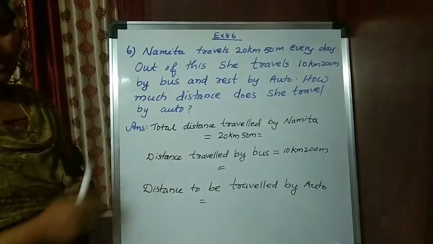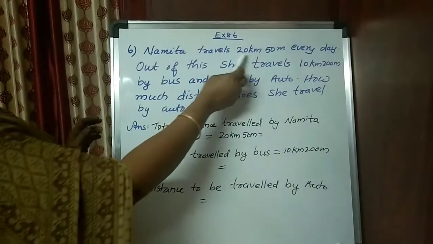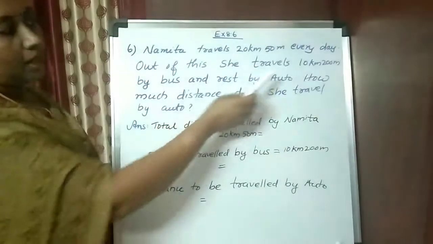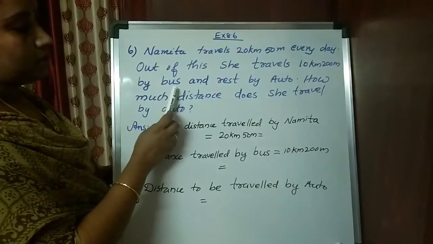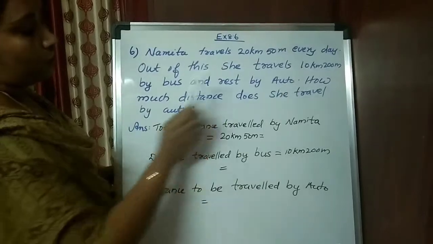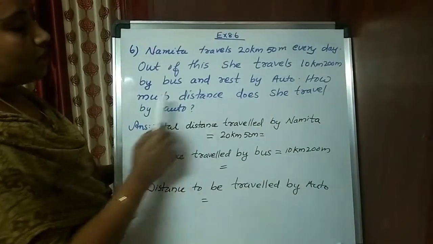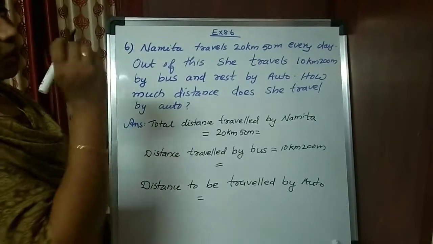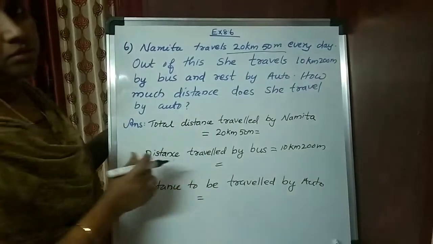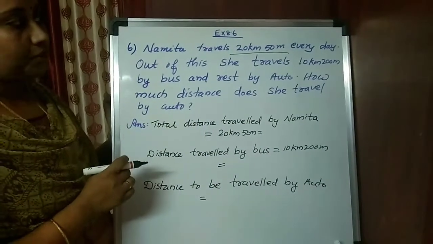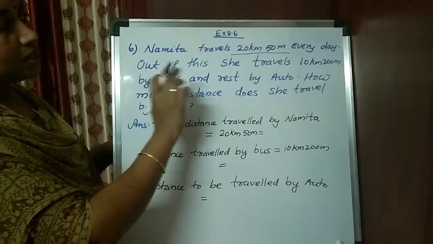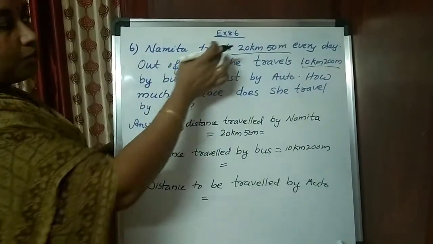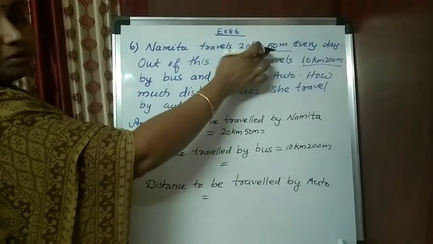Okay. Question number 6. Namita travels 20 km 50 meter every day. Out of this, she travels 10 km 200 meter by bus and rest by auto. How much distance does she travel by auto? Here, which are the given things? Total distance she covered is equal to 20 km 50 meter. And out of this, she travels 10 km 200 meter by bus.